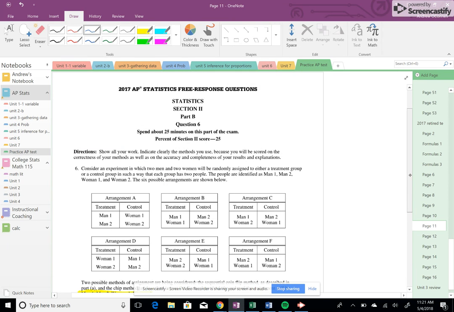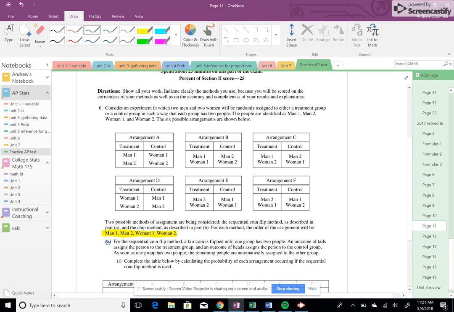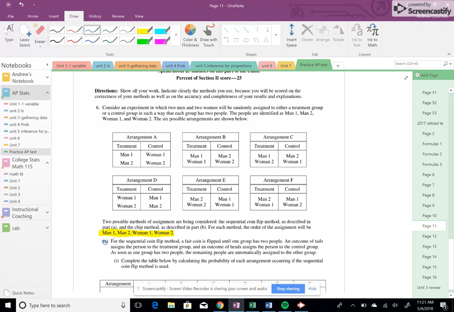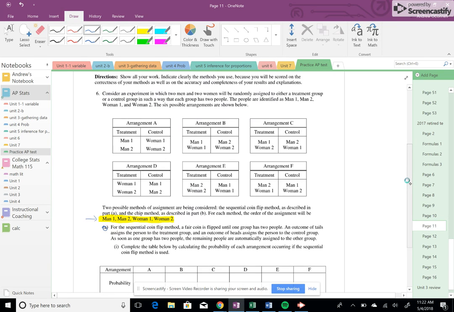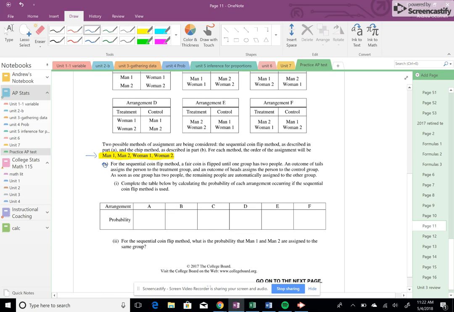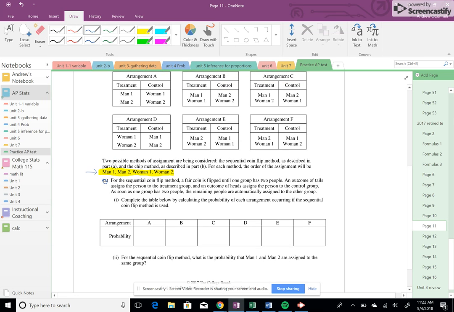So that means arrangement A, man 1, man 2. Remember, we have the order right here. So that first person, it goes man 1. And what is the probability of man 1 being assigned to treatment? It's a coin flip. It should just be 1/2. Man 1, done. On to man 2. What's the probability that man 2 is assigned to the treatment group? Well, there's still a spot in the treatment group, so that's just 1/2 again.